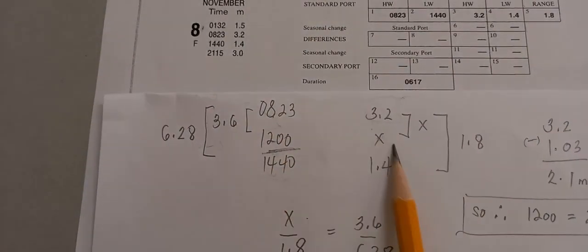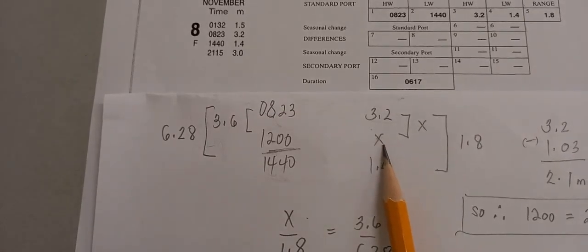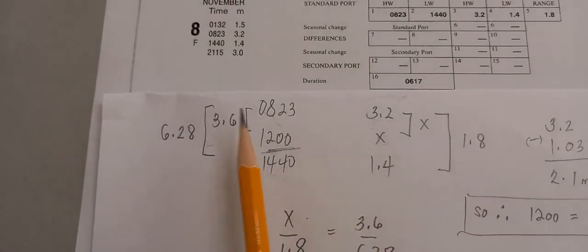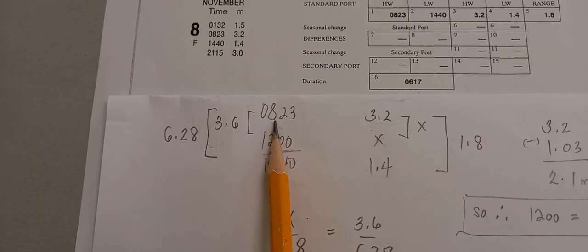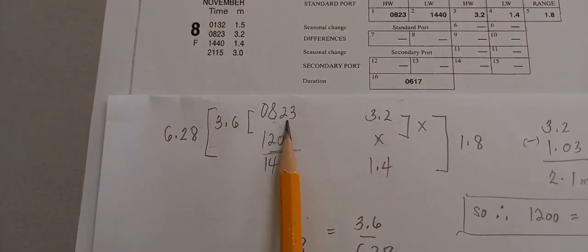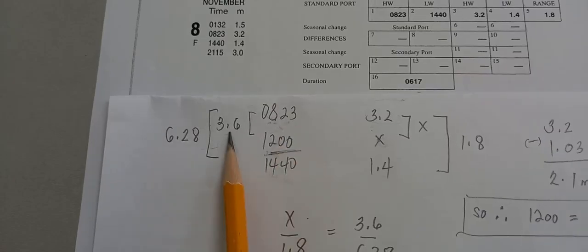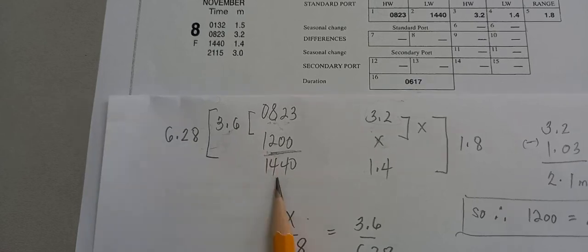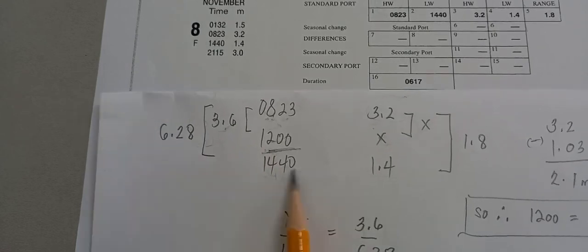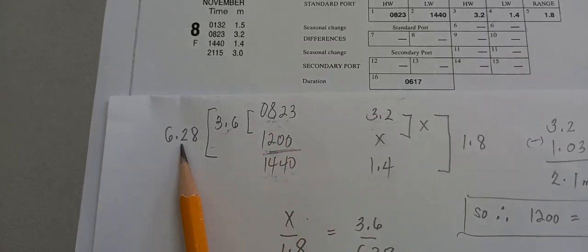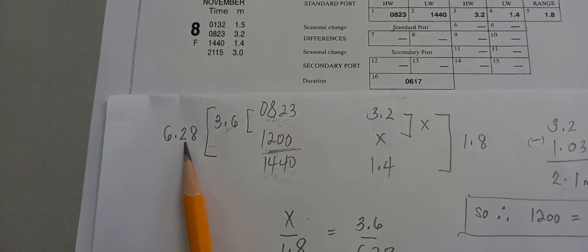Now, to get the interpolation, 3.2 minus x. 3.2 minus 1.4 is equal to 1.8. Now, 12 hours minus 8 hours and 23 minutes will give you 3 hours and 37 minutes, or 3.6 hours. So 1440, or 14 hours and 40 minutes, minus 8 hours and 23 minutes will give you 6.28 hours. Okay?